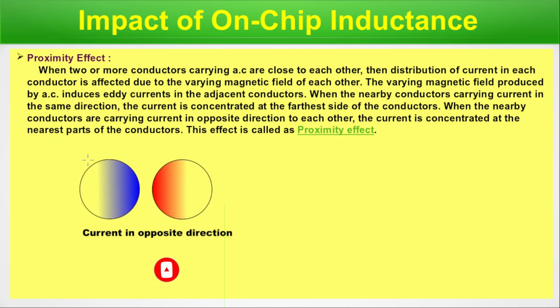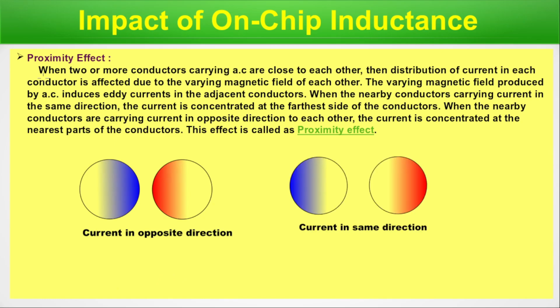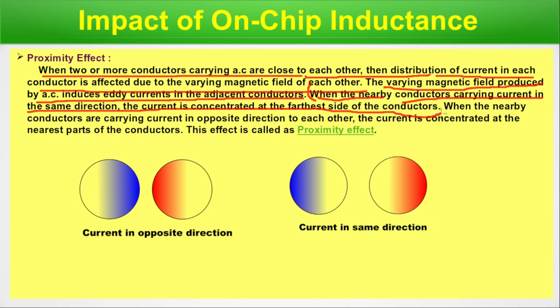Impact of on-chip inductance. Now proximity effect. When two or more conductors carrying AC are close to each other, the distribution of current in each conductor is affected due to the varying magnetic field of each other. The varying magnetic field produced by AC induces eddy currents in the adjacent conductor. When the nearby conductors are carrying current in the same direction, the current is concentrated at the farthest side of the conductor.